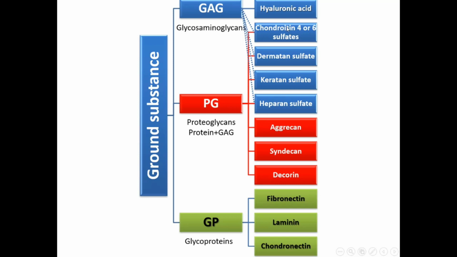These GAGs attach to the proteins and make a proteoglycan like aggrecan, syndecan, and decorin. Examples for glycoproteins are fibronectin, laminin, and chondronectin. If you remember, we had laminin in the basal lamina or basement membrane. It's a kind of glycoprotein.